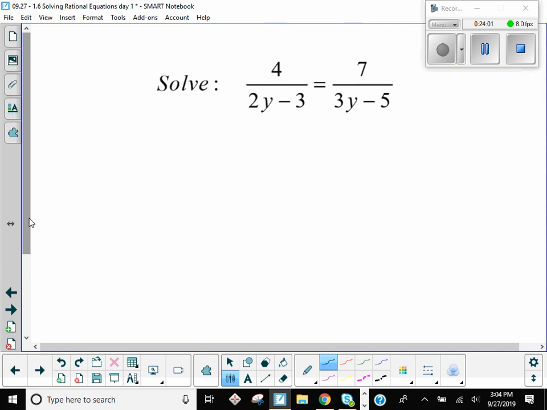You need to think for a second about how to take 2y minus 3 and 3y minus 5 and make a common denominator with those two things. 2y minus 3, 3y minus 5, and how you would make a common denominator. Raise your hand when you feel like you know what that could be.